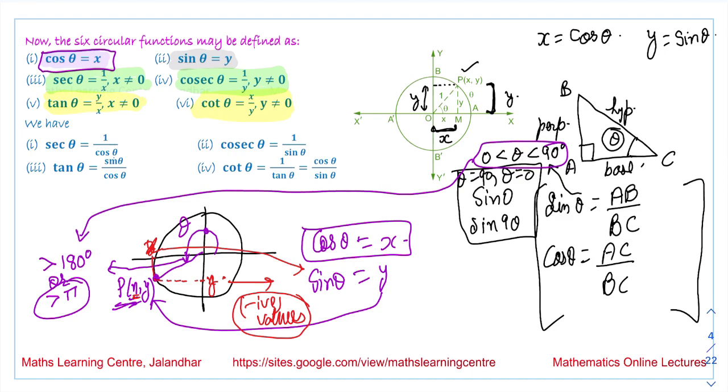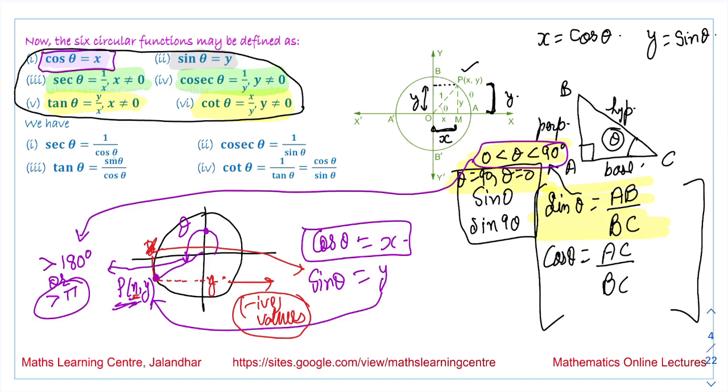But at this moment you can see the difference between what you have studied earlier and what we are studying now. Earlier we studied the trigonometric ratios, where the value of theta was lying between 0 and 90 degrees, and for theta equal to 90 and theta equal to 0, a separate definition was given to us. Now we are talking about the trigonometric functions. These are the definitions of the trigonometric functions or the circular functions.